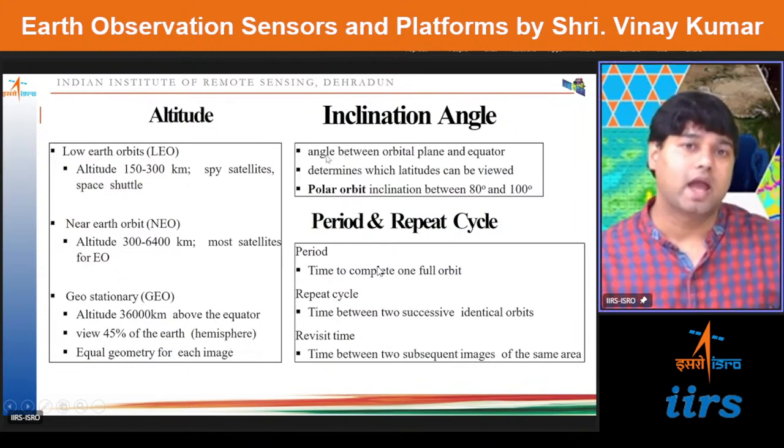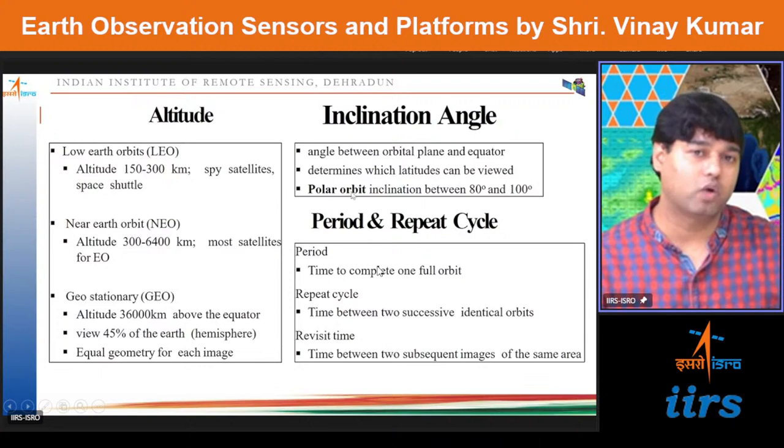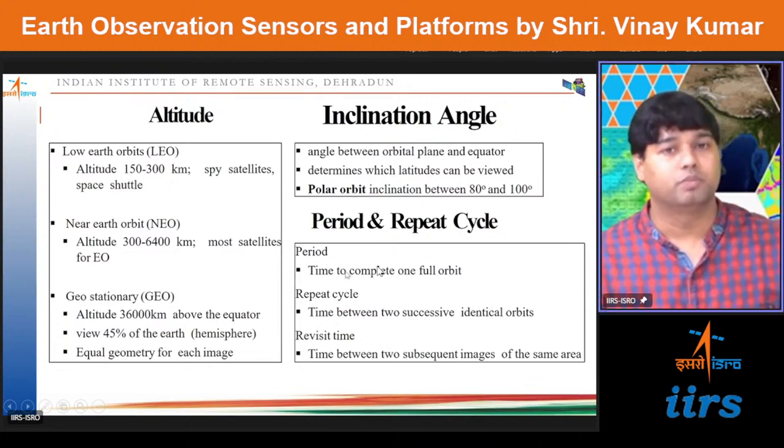Inclination angle, the angle between the orbital plane and the equator, this I already told. So to cover the entire Earth, we require pole around. Period and repeat cycle I already explained.